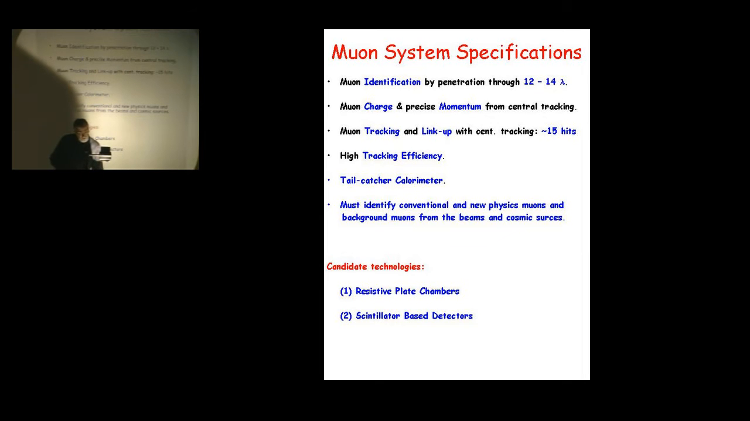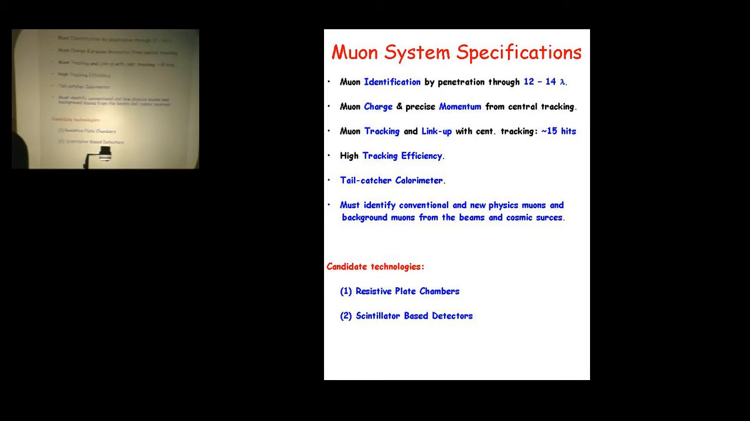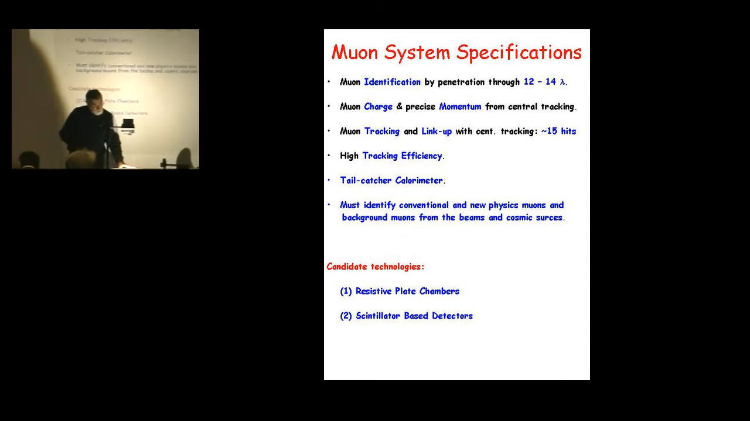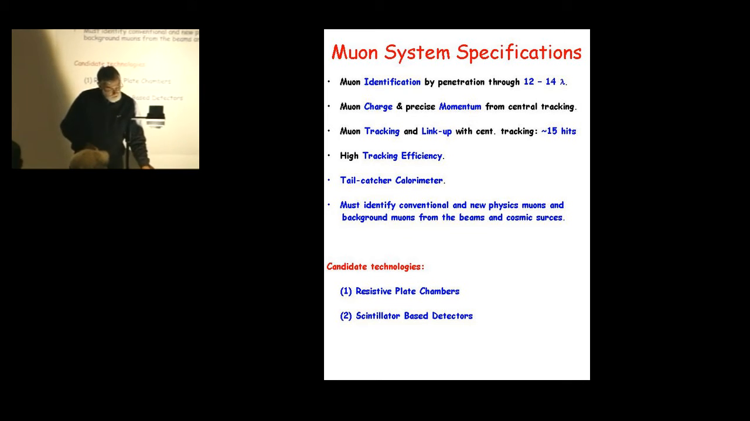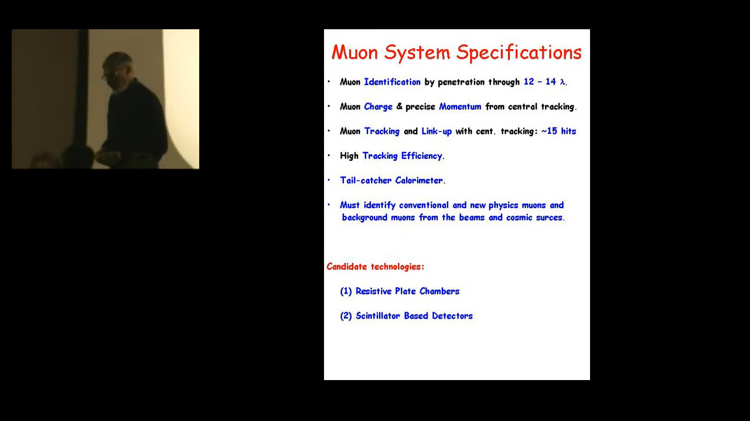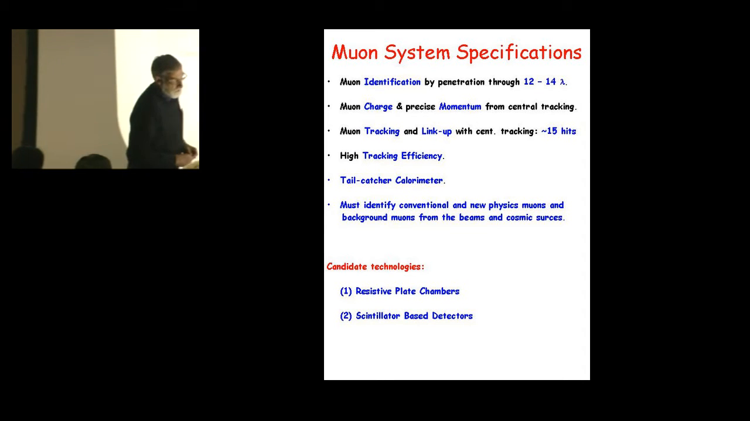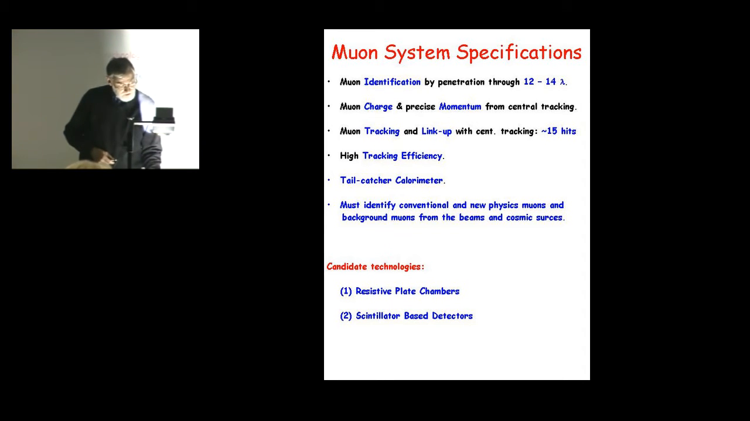The precise momentum of the muon is determined, and charge, from central tracking. You use the hits in your muon detector to link up tracks with the central tracking, and there you would like something like 15 hits to make sure that you don't have ghosts and so on. So you want high tracking efficiency, and then the other thing that one needs is to use the muon system for a tail catcher for calorimeter energy. This is a little bit, I suppose, controversial because I don't understand exactly the energy flow algorithm.